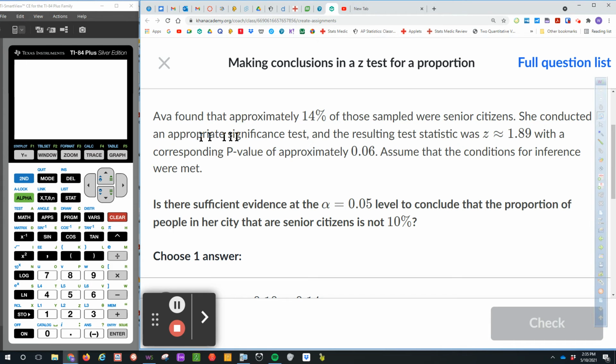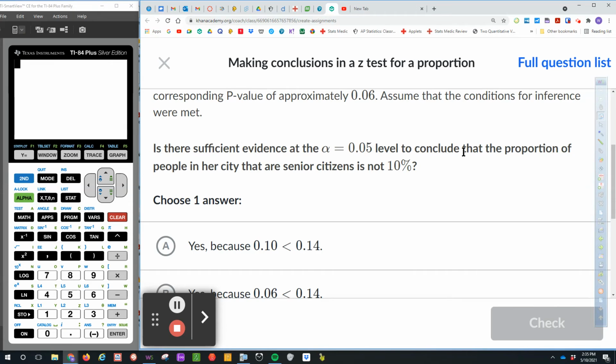She conducted an appropriate significance test, and the resulting test statistic, the Z statistic, is approximately 1.89 with a corresponding p-value of 0.06. So this is greater than your alpha. So if it's greater than your alpha, is there sufficient evidence to conclude that the proportion of city residents that are senior citizens is not 10%? So we failed to reject, right? We failed to reject.